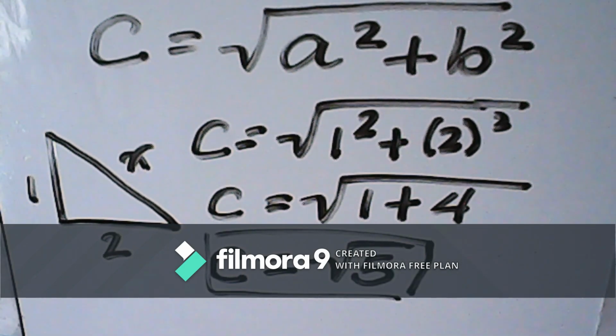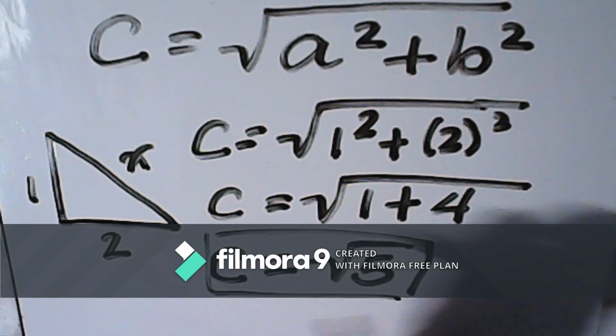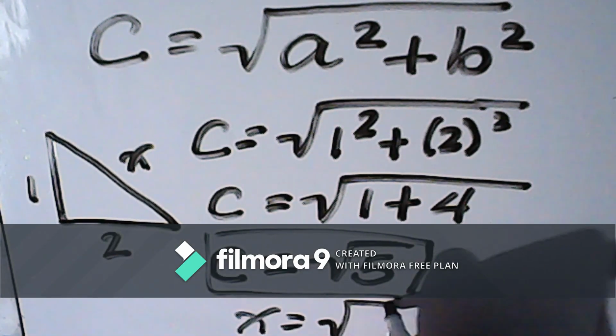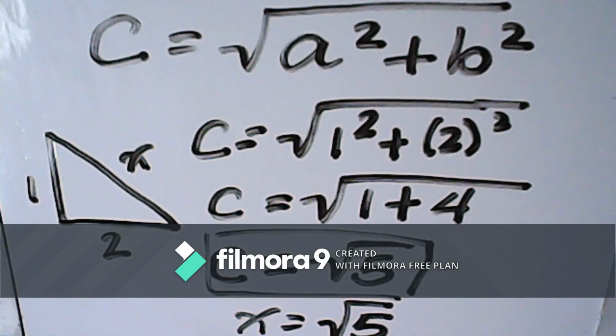So C is equal to the square root of 5. That's how we're going to get x. Therefore, C is equal to the square root of 5, and we know that x is C. Therefore, x is equal to the square root of 5.